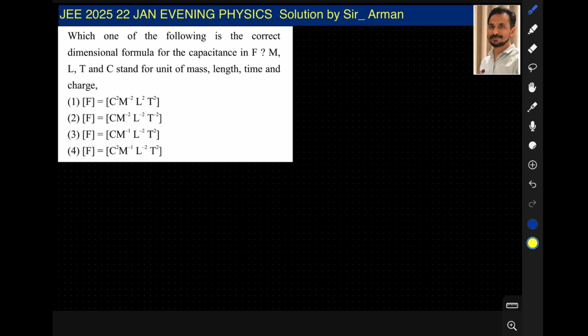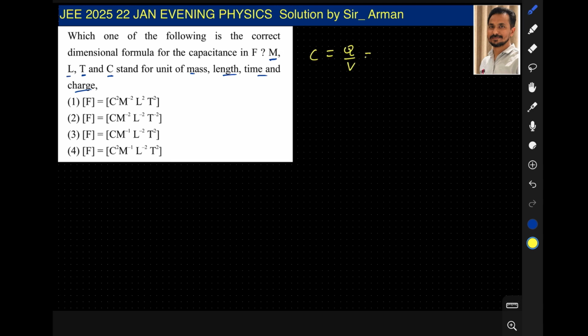Which of the following is the correct dimensional formula for the capacitance in F? Okay, we have to find the dimensional formula of capacitance, that is, unit is farad, right? We have to find the dimensional formula in terms of mass, length, time and charge. Okay, mass, length, time and charge. See, for that we should know any of the equations of the capacitance. So the very famous and very basic equation, we know that C is equal to Q by V.